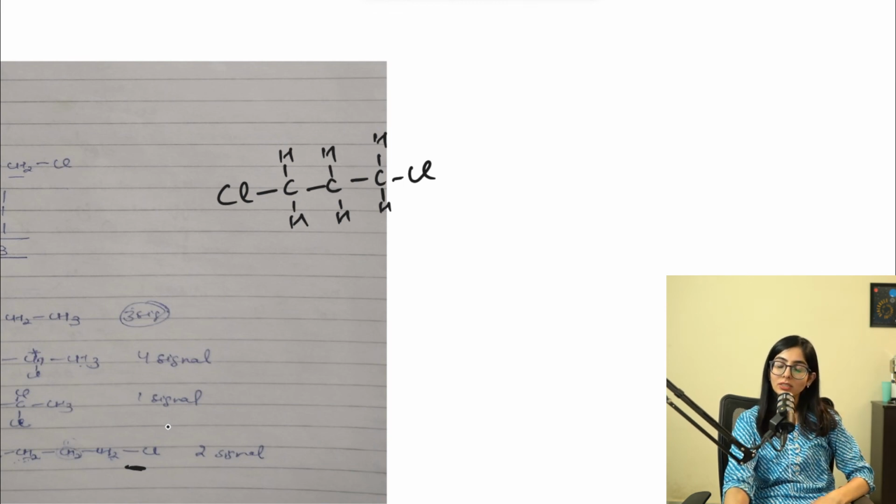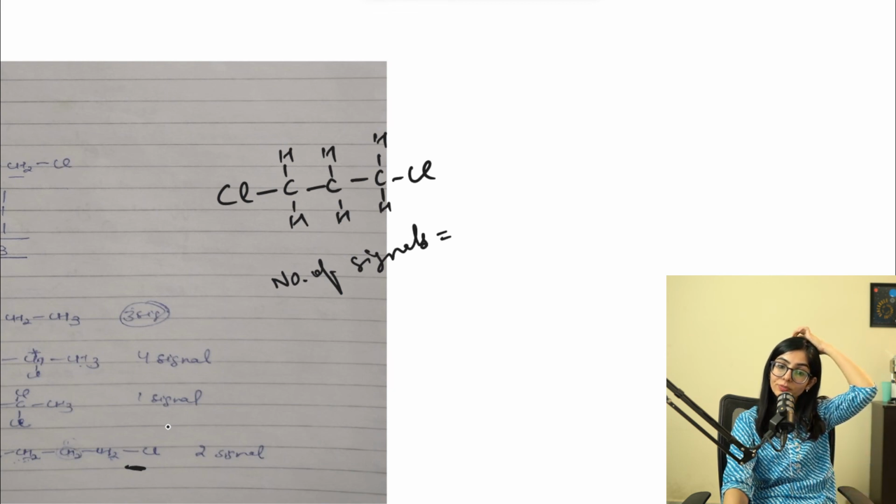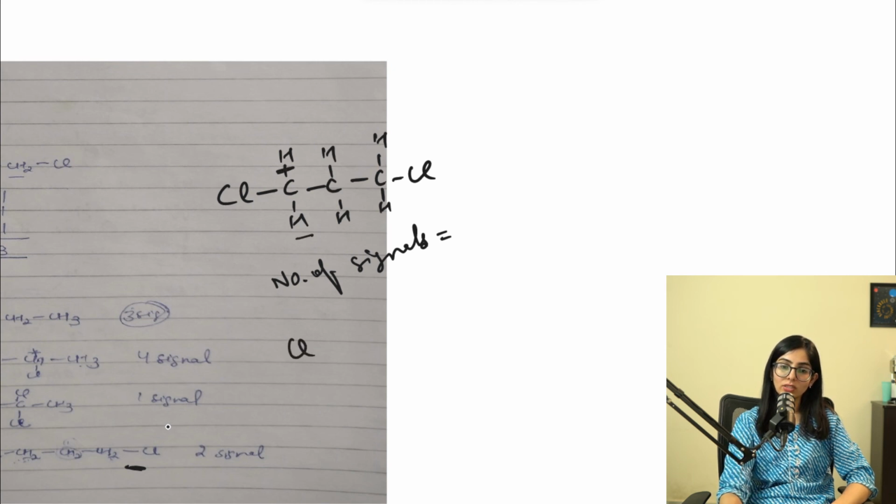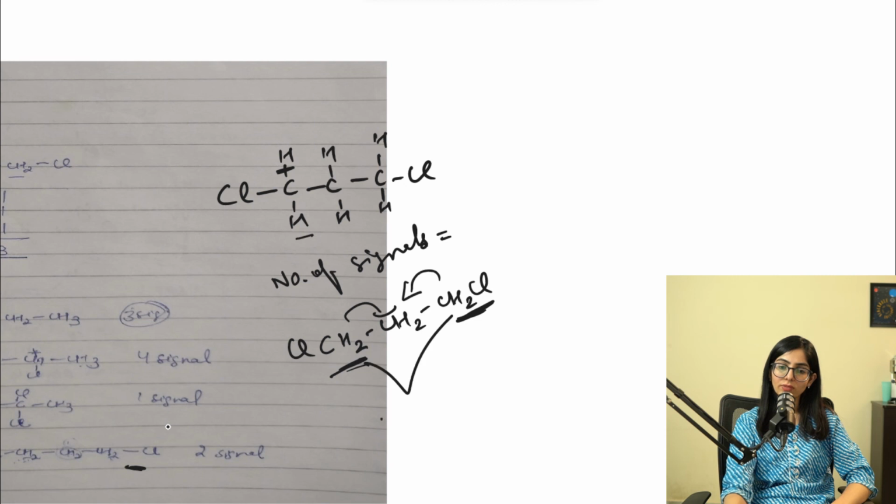Yeah, how many signals will be there? First of all, you see and you tell me, guys. Can you tell me? You can see these. I'll just write it in this way only: Cl, CH2, CH2, CH2, Cl. You can see this CH2Cl is connected to CH2 only. Fine. So these four hydrogens are the same, one signal. And these two hydrogens will be having one signal.